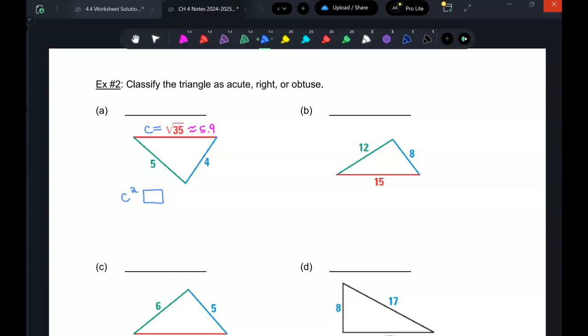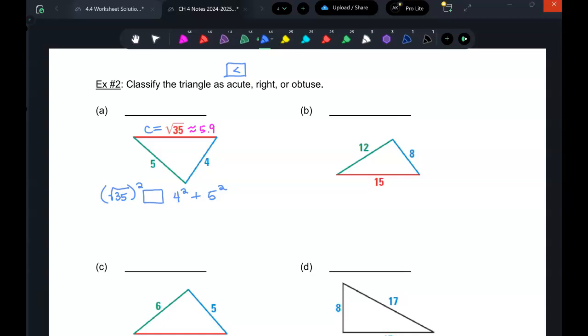Rounded. Does it matter if I put 4 squared plus 5 squared or 5 squared plus 4 squared? Nope. Oh, sorry, I didn't mean to do that. I meant to put the square root of 35 squared inside the box.